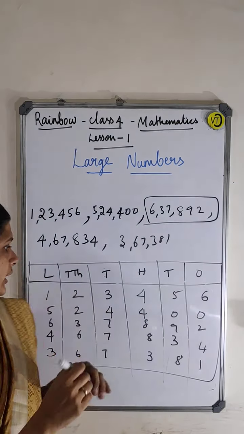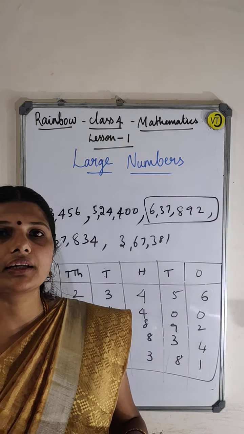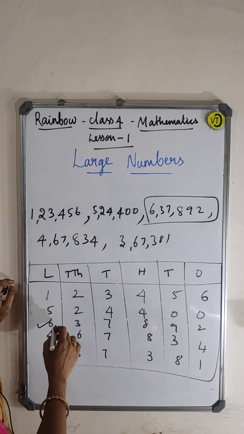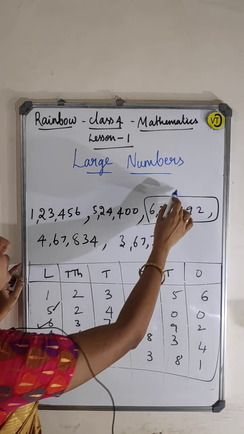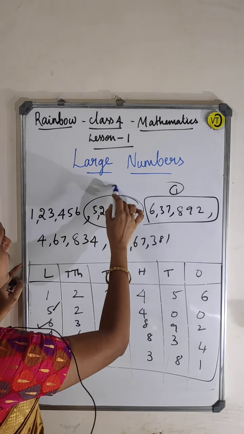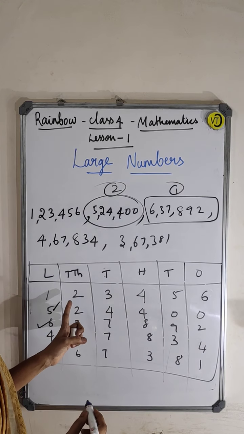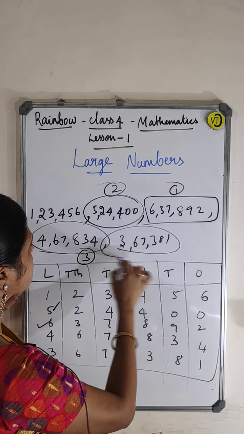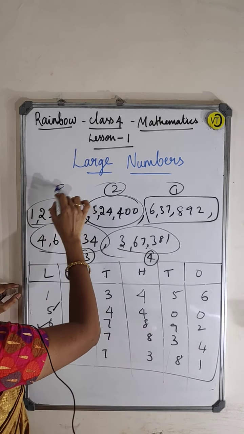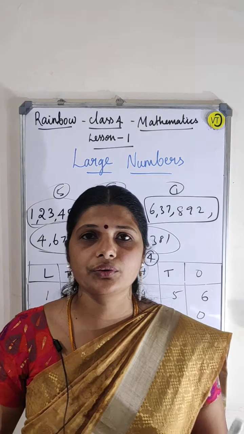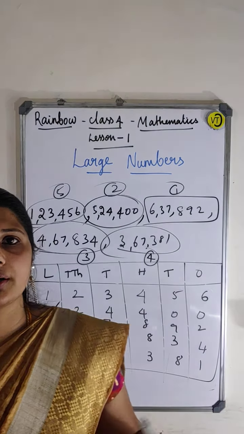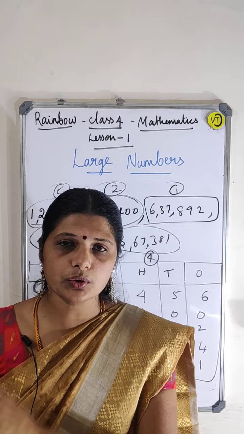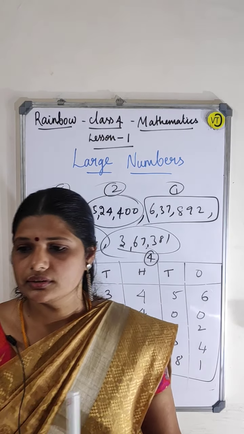I got it. Okay, leave this. After that, which is the bigger number? You check 5, 1, 4, 3. The next number will be 5. This is the second one. Then after that, next 4, this is the third one, then the fourth one, and the last one is the first one here. This way you have to write it in the descending order by checking the lakhs place.